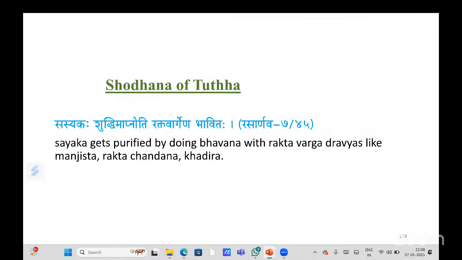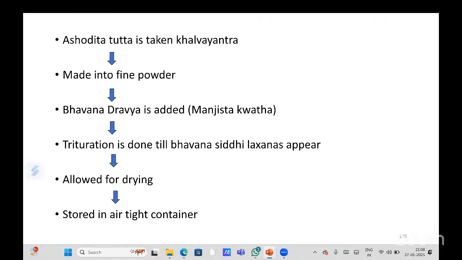Shodhana of Tutta. Sasyaka gets purified by doing bhavana with Raktavargiya Dravyas. Okay, whenever you get syllabus points number 8, 9 and 10, Shodhana, concept of Marana, try to write the shloka if you know, and write the procedure as a flow chart. It will be easy for them to evaluate.